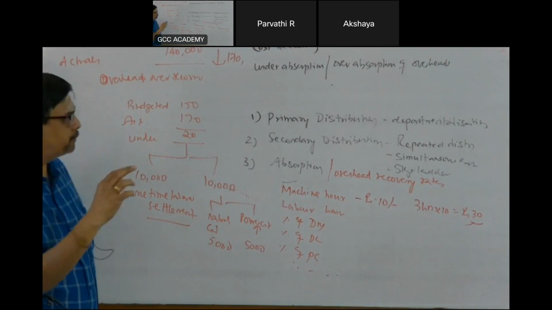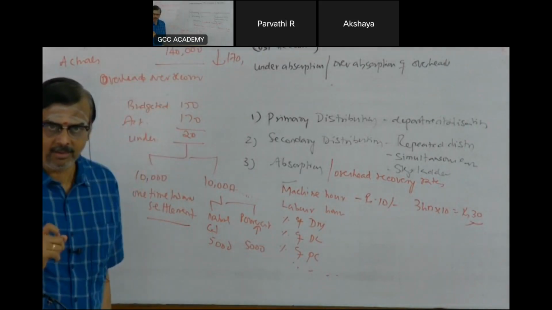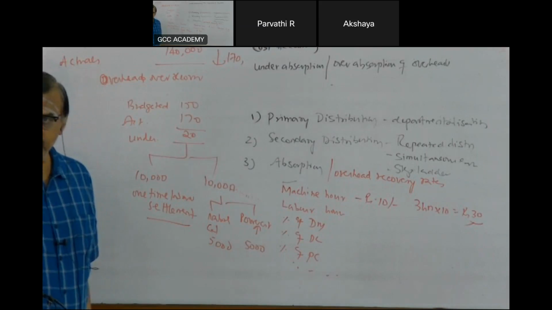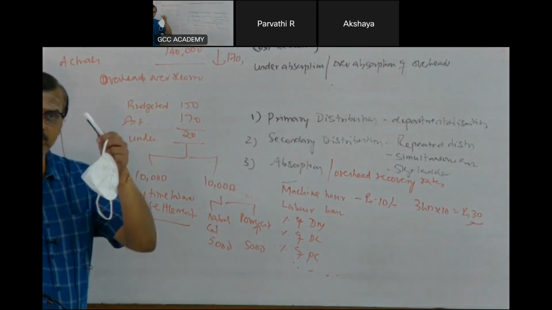I budget and absorb only 150, but what I incur is 170. Then I need to increase my product cost. Otherwise I'll be losing money.